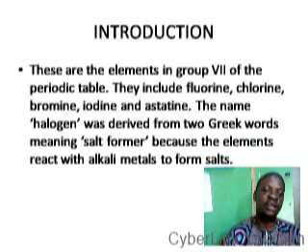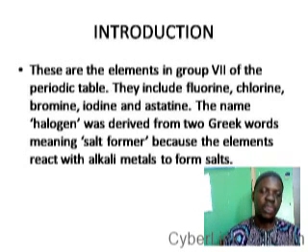Halogens are group 7 elements, the elements that can be found in group 7 of the periodic table. They are so called because they are salt formers. When they react with metals, the product is usually salt, and the name halogen comes from two Greek words meaning salt former.